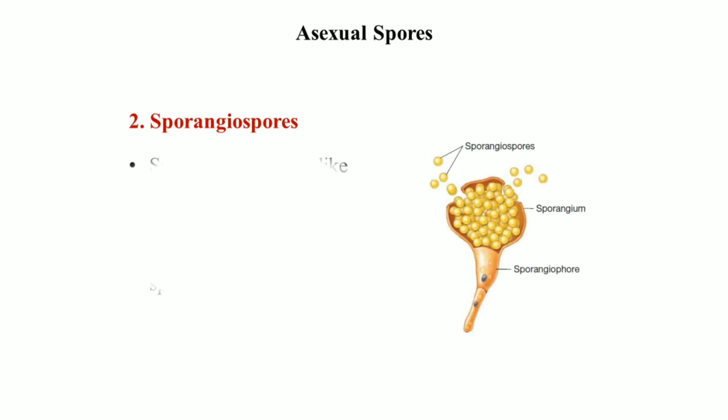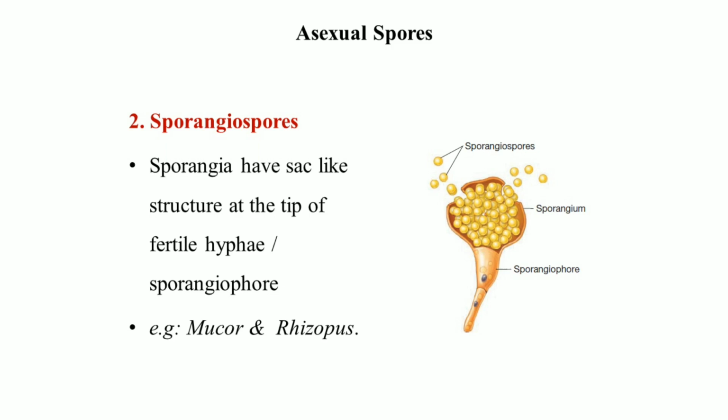Sporangiospores. Sporangia have a sac-like structure at the tip of fertile hyphae. Sporangiospores are found within the sporangium. They are produced by Mucor and Rhizopus.